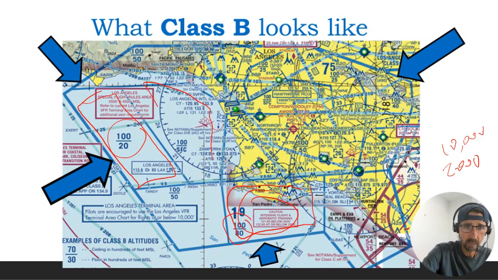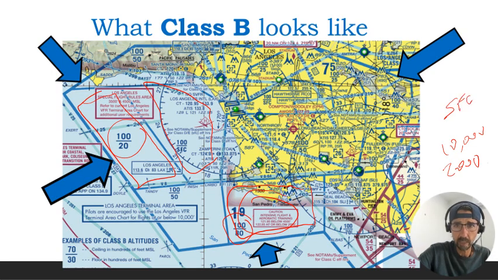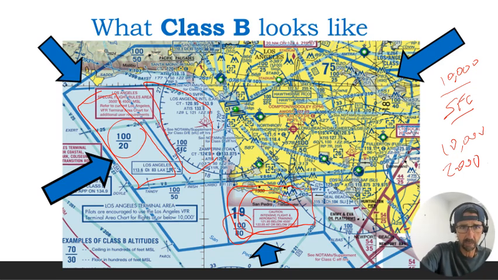This area here has something special. This area says SFC, right? SFC over 10,000. That means that it's at the surface. So there is no place. If you were standing on the beach right here in Torrance, that means that where you're standing is Class B airspace. So just understand that from the surface up to 10,000 feet is Class B airspace. That's how you read that on the map.